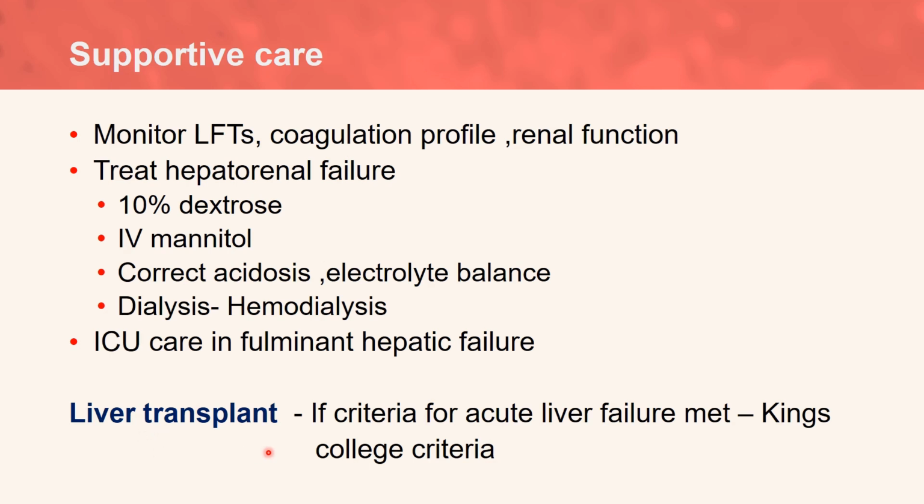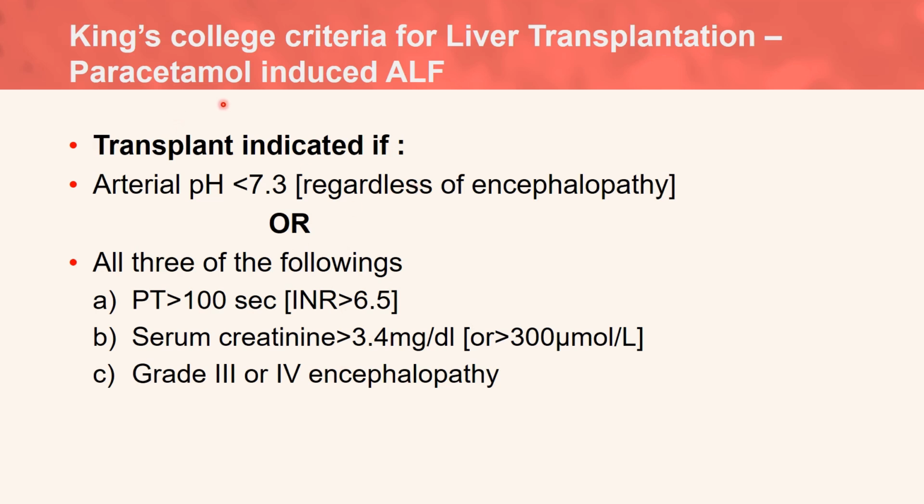And liver transplantation is done if the criteria for acute liver failure meet the King's College criteria. So you use King's College criteria to decide for the liver transplantation. So according to King's College criteria for paracetamol poisoning, transplant is indicated if arterial pH is less than 7.3 regardless of encephalopathy, or all of the following. Among these, if all these 3 followings are present, then also you have to go for liver transplantation.